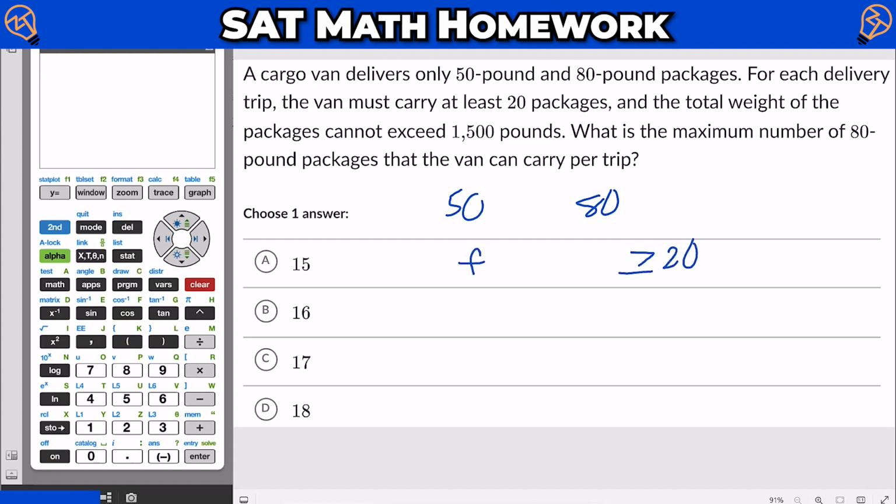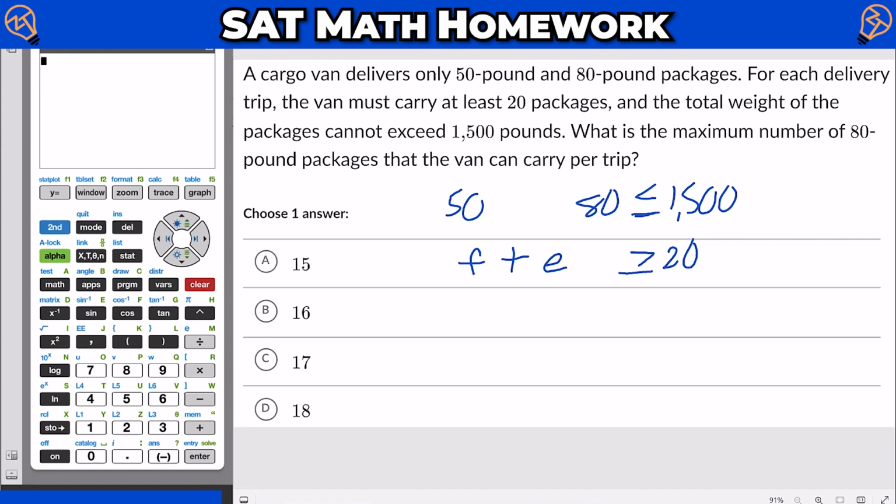I'm going to use F for 50 and E for 80. So it's a combination of those two kinds of packages. We'll say F of these 50-pound packages, E of these 80-pound packages for 20 packages total. And the total weight cannot exceed 1,500 pounds. So it must be 1,500 pounds or less in weight. Now they want to determine what's the maximum number of 80-pound packages the van can carry per trip.